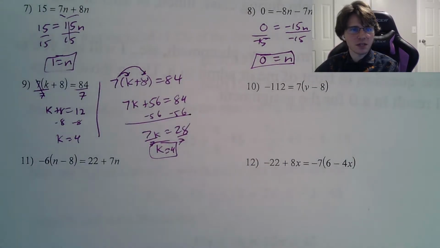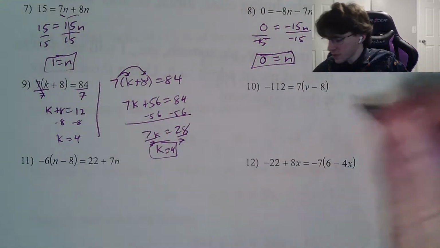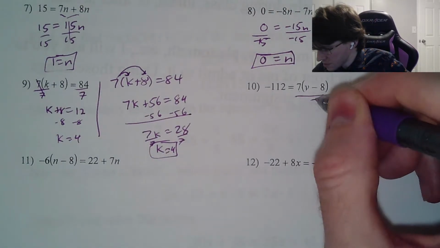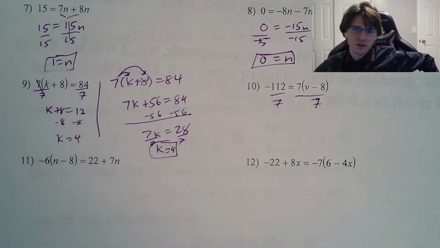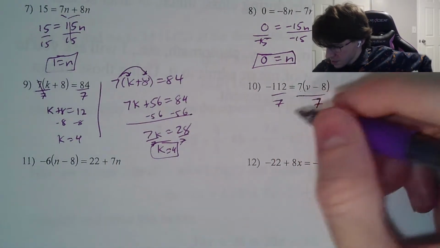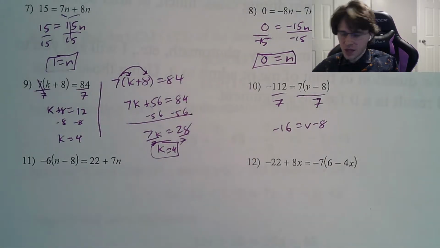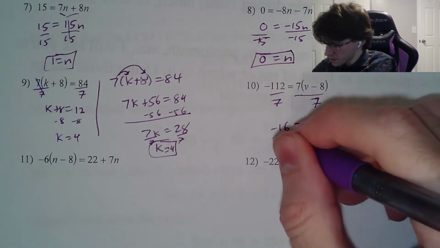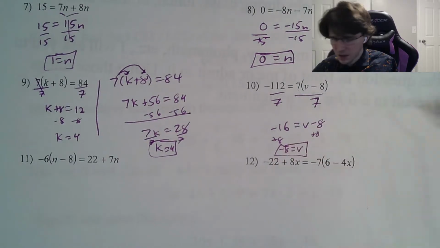Number 10, same exact idea. However, I'm not going to show this extra way. You are allowed to distribute if you want, but the faster way, again, is just to divide by that number in front. So in this case, we're also dividing by 7. When you divide by 7 here, I believe this one is going to be negative 16. And then add 8 to both sides. And you get negative 8 equals v as our final answer.